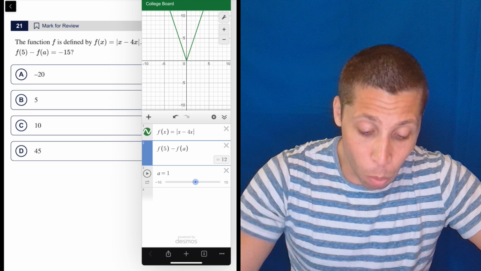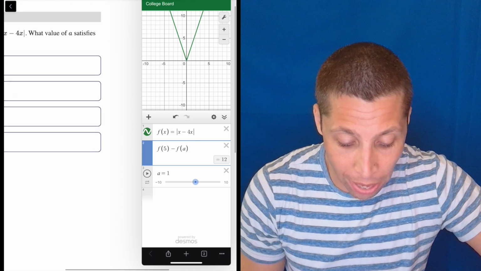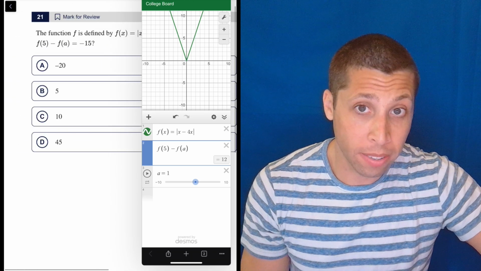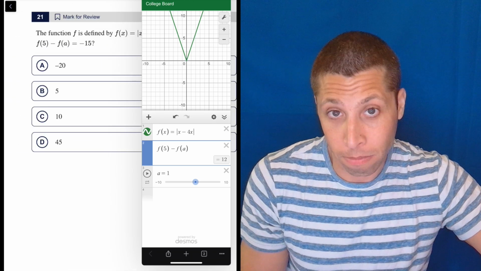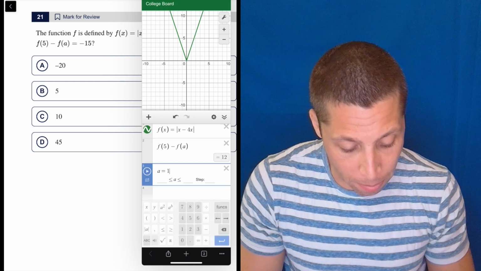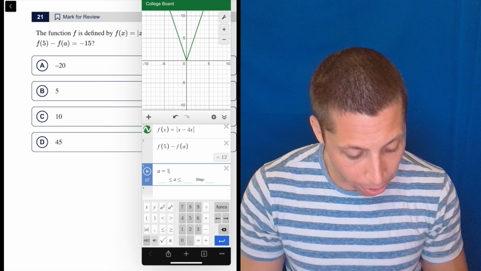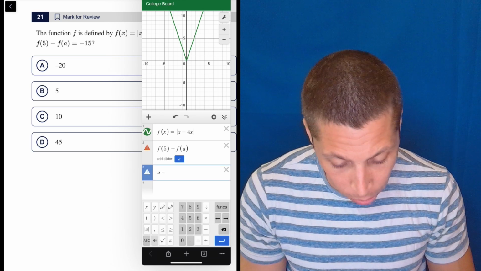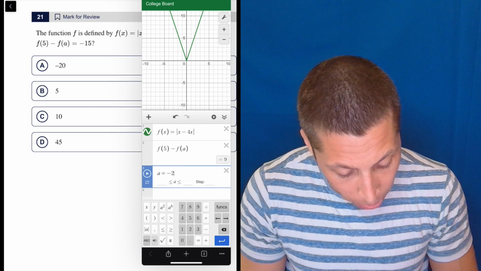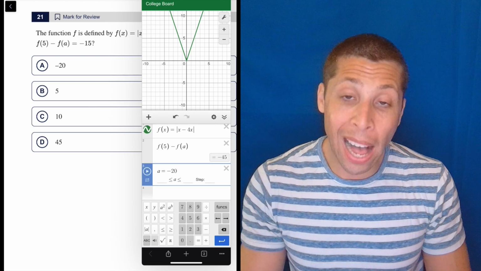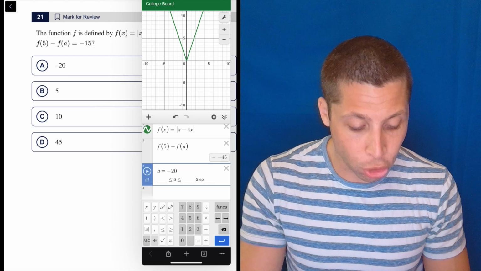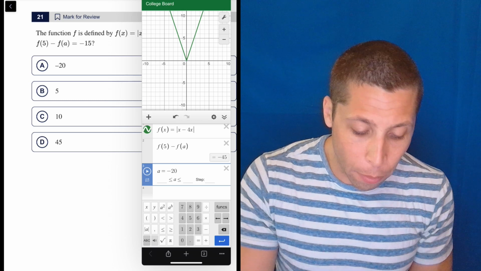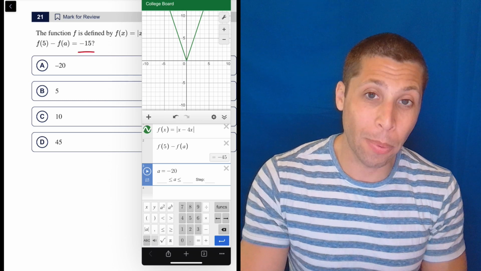But I don't have 1 as a possible answer, right? They're saying what value of a satisfies it. 1 is not one of my answer choices. So I would just try my answer choices and we can just type them in. I could use the slider and actually move it around, or I can just do what they told me. So let's just go in order, negative 20. And notice the value of f of 5 minus f of a changed, but I still didn't get what I want, right? I don't want negative 45, I want negative 15.